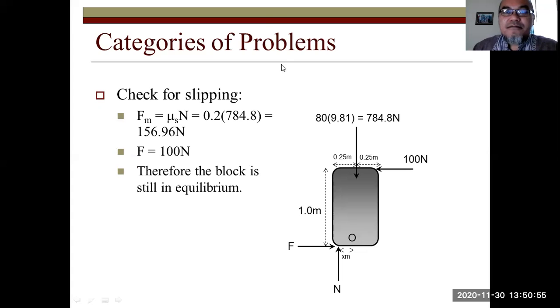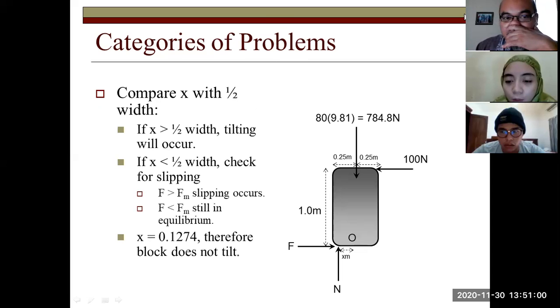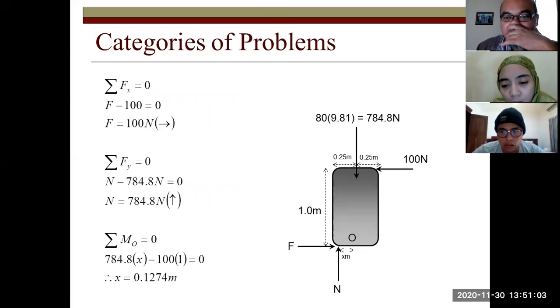Can you go back to the moment calculation? Why doesn't the weight get included in the calculation of moment? Because this is the moment about point O. Point O is here, and the line of action of the weight is exactly crossing that point. So there is no distance between the line of action of the weight and point O.